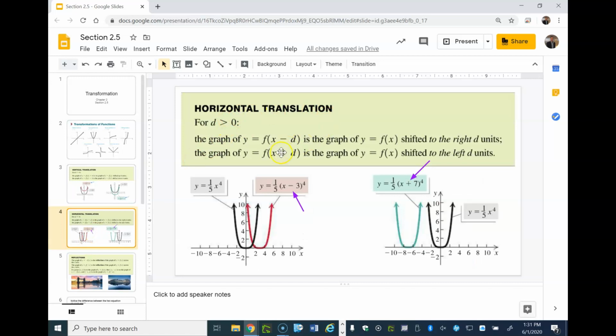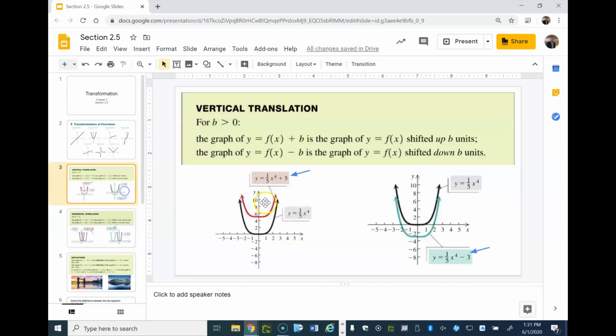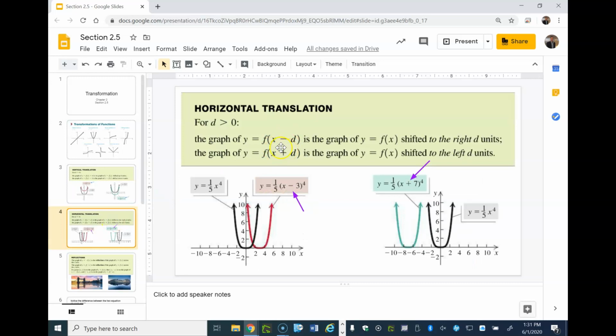A horizontal translation is, notice where the number is located now. It's inside with the x. So before it's on the outside of the function. Now we're going to put it in parentheses inside of the function. This is where we shift either left or right. So here again is our original function, 1/5 x to the fourth. And here we see a minus sign.